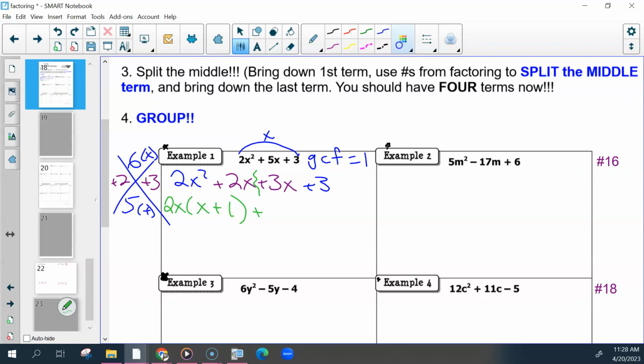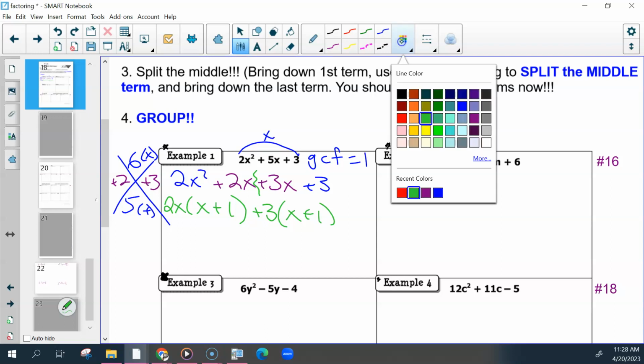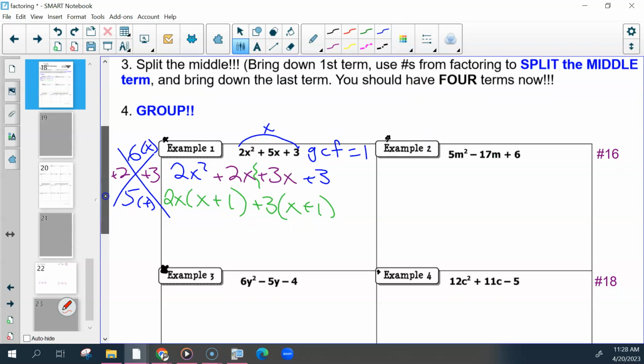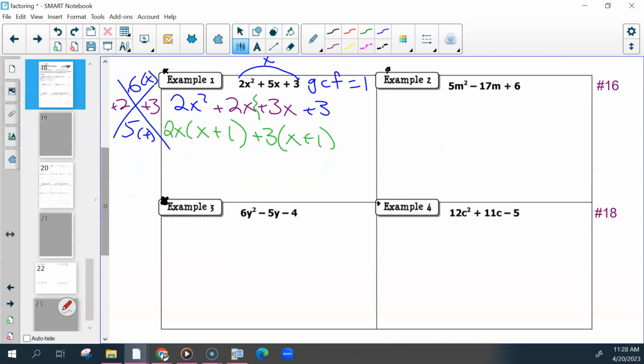What do the second 2 have in common? Positive 3. If we divide that out, what's left? x plus 1. Remember that the inside things should be the same. If they're not, something's wrong. And then you can use that to write your answers. Remember that the outside things go together, 2x plus 3. And if the insides are the same, which they should be, that is your other answer, x plus 1.